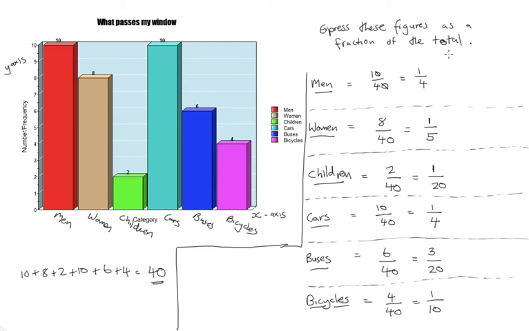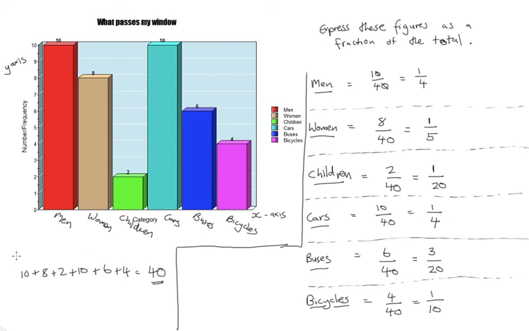So here we've expressed all of these categories as a fraction of the total. I want you to do this with the tally that you did, okay? But I want you to have it written down like I've written it down, and I want you to have the name of the category and then the first fraction, and then I want you to simplify it. So yours should look very much like this, okay?